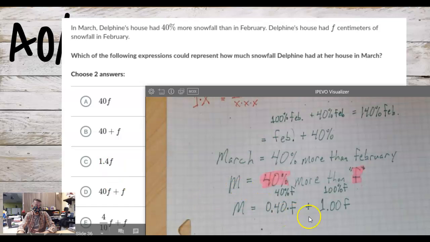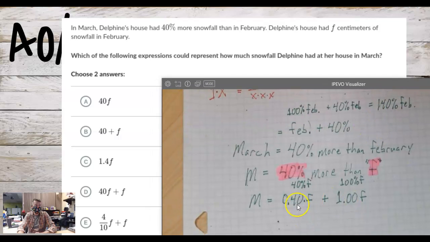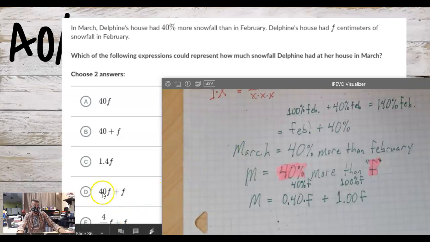And if we come back to here, we can see, oh, these would add up to 1.4. And then another way to say 0.4 is 4/10, right? So we can actually come back here and say, but in E, 4/10 F, 4/10 is just like 40%. So 4/10 F plus F would also work. D would not. So C and E would be our options there.